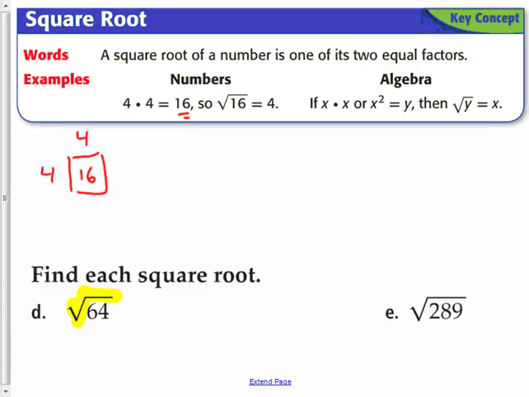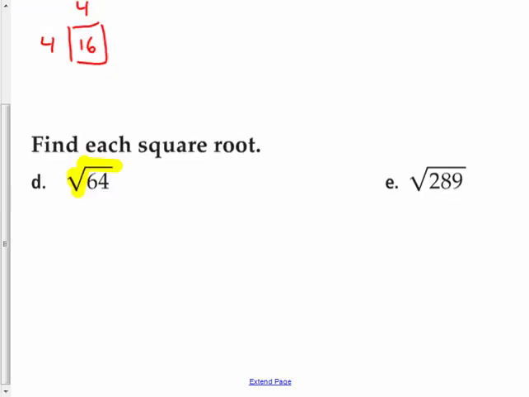So let's see what that looks like. Here I want to find the square root of 64. This time I'm working backwards. What I'm saying is, here's the square, the area is 64, what's its length and width?